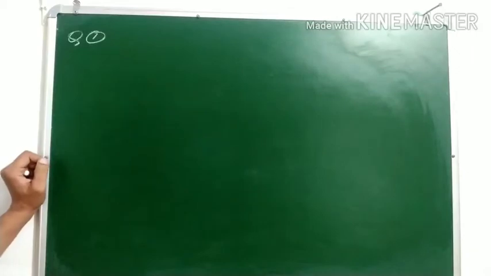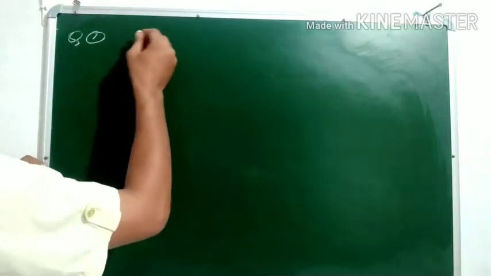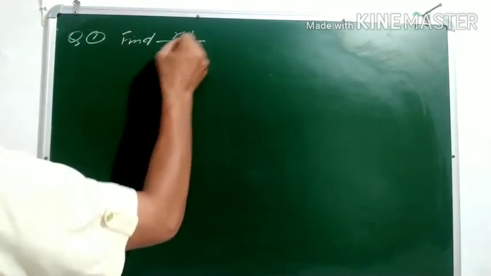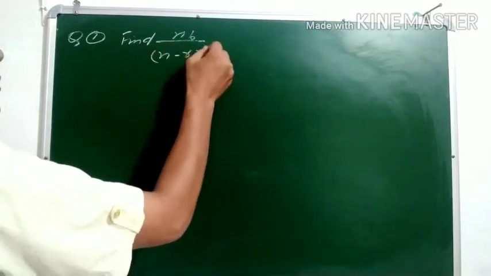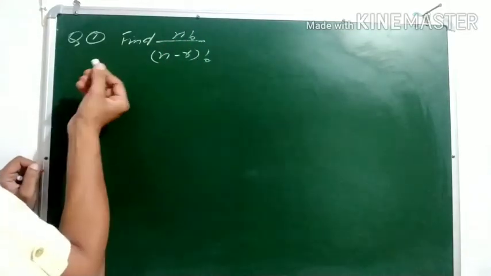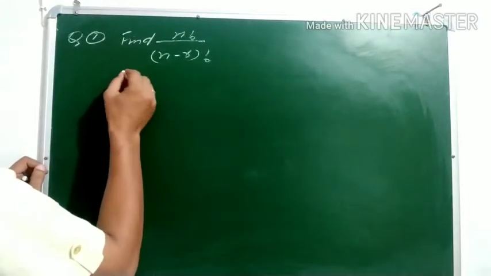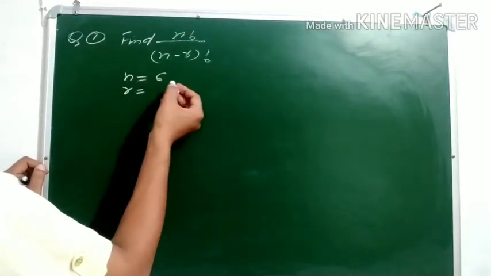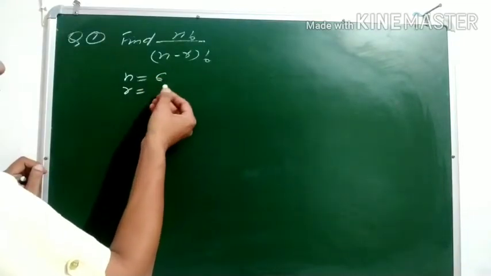In previous sessions we have solved a problem related to factorials, and today we are going to solve another problem. The problem is: find n factorial divided by (n minus r) factorial. The condition is that n is 6 and r is 3 or 4.